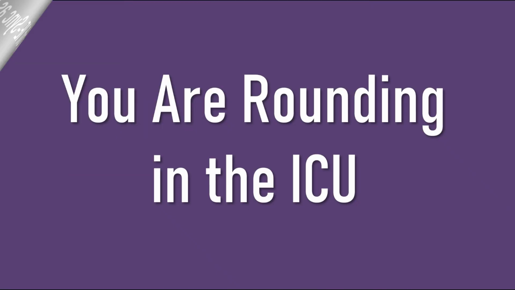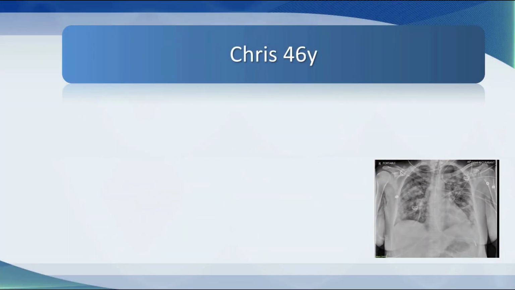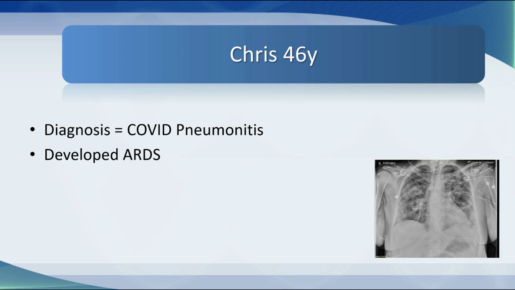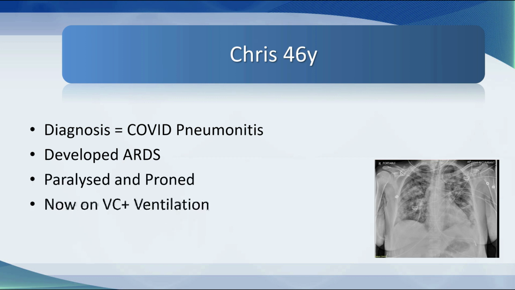You're rounding in the ICU and you come to the bedside of Chris, who's a 46-year-old male who has been in for a while, having had COVID pneumonitis with a history of lymphoma. He then developed ARDS and he was paralysed and prone, and now he has been weaned to VC plus ventilation. This is volume guaranteed pressure control, otherwise known as pressure regulated volume control. It's an assist control mode.